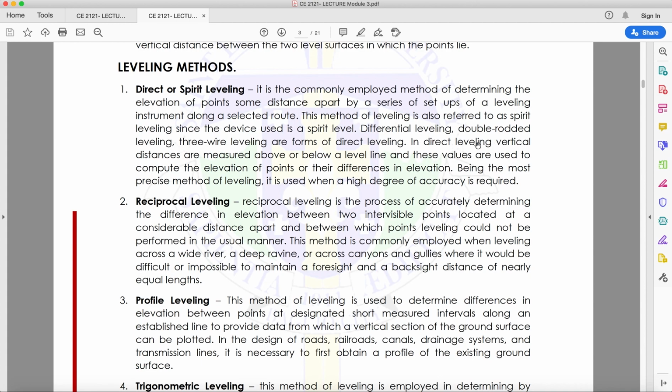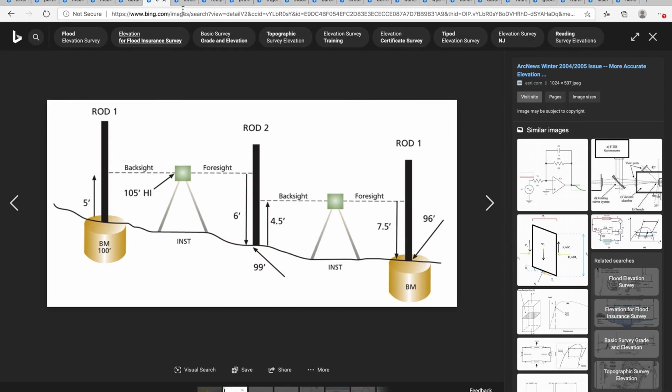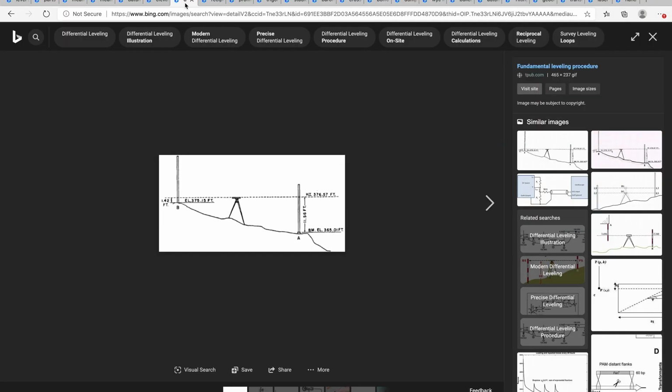So in direct leveling, vertical distances are measured above or below a level line, and these values are used to compute the elevation of points or their differences in elevation. Being the most precise method of leveling, it is used when a high degree of accuracy is required. So the direct or spirit leveling is like this.